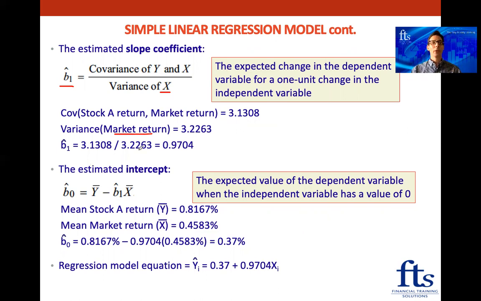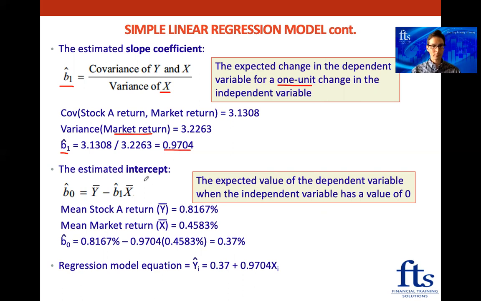So anyway, now it's the easy part. To work out the estimated slope coefficient here, we just take the covariance between the two and we divide it by the variance of the market return. And this is now our slope coefficient. Now I think what is most important is what is in this box here. What is this slope coefficient? It is the expected change in the dependent variable for a 1 unit change in our independent variable. We're going to leave that for now because we're going to do an example on the next slide.